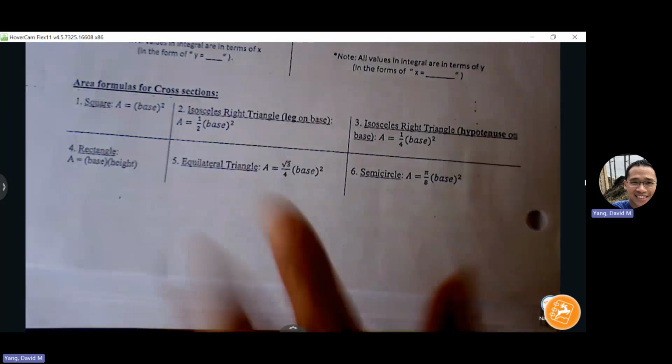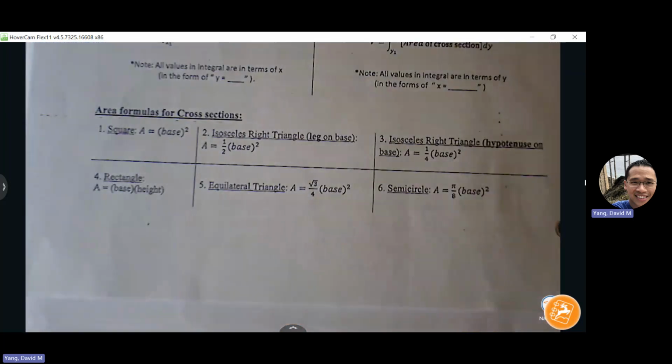Just want to review these formulas here. So remember with cross section area, all these basically have base squared except for rectangle. Rectangle is base times height. So tonight make sure you go through and memorize the coefficient in front of the base squared. Isosceles right triangle with leg on base is 1/2. Isosceles right triangle with hypotenuse on base is 1/4. Equilateral triangle is √3/4, and then semicircle is π/8.